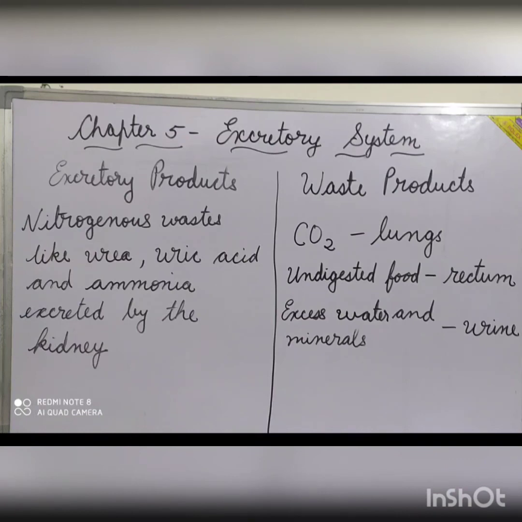What are the differences between excretory products and waste products? The nitrogenous wastes like urea, uric acid and ammonia, which are excreted by the kidneys, are the excretory products. The waste products of our body include the material which is thrown out of the body as it is no more required. So carbon dioxide is a waste product and it is exhaled out by the lungs. Undigested food is also a waste matter and is thrown out by the rectum. The excess water and minerals are also thrown out with the urine.